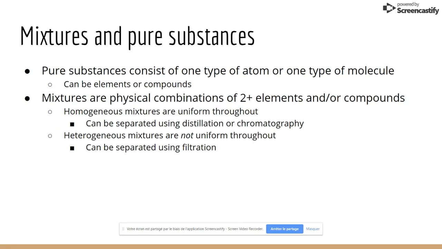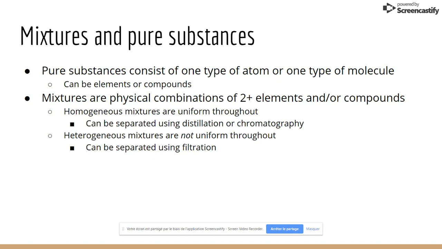So we're going to break down matter into two basic categories, mixtures and pure substances, and then we'll have subcategories from there. So pure substances consist of one type of atom or one type of molecule. So these could be elements, these could be compounds, these could be atoms or molecules. But the important thing is whatever the smallest unit is, that is the only thing that is in there. As opposed to mixtures. Mixtures are physical combinations, meaning that bonds haven't broken or formed, of two or more elements or compounds, or a combination of the two.